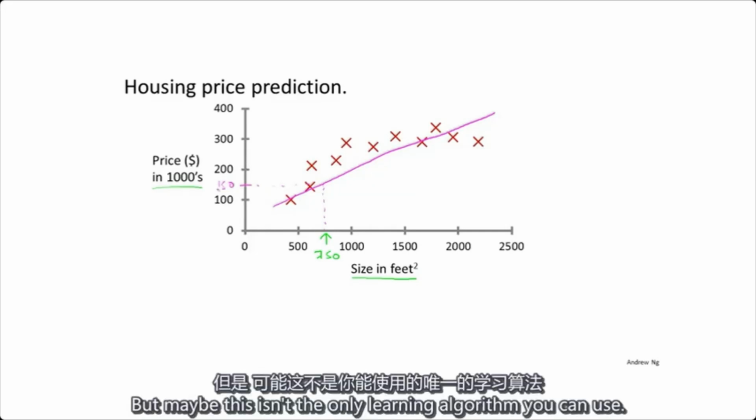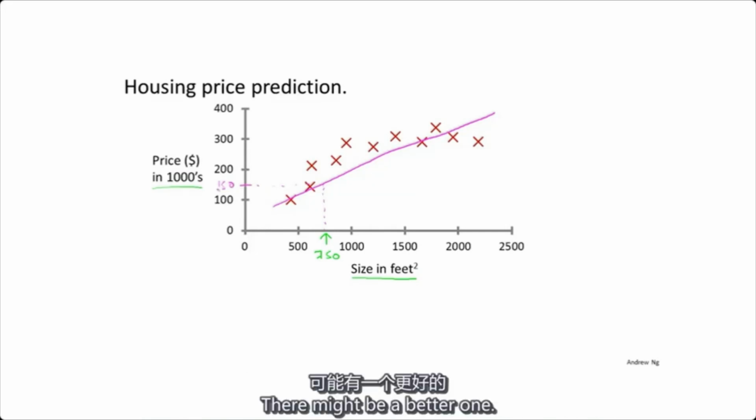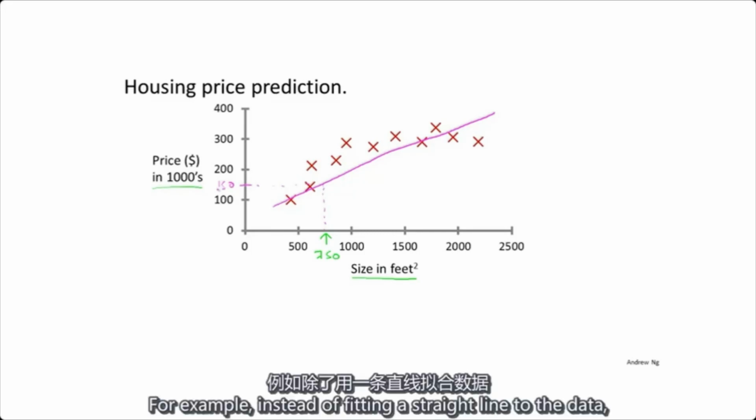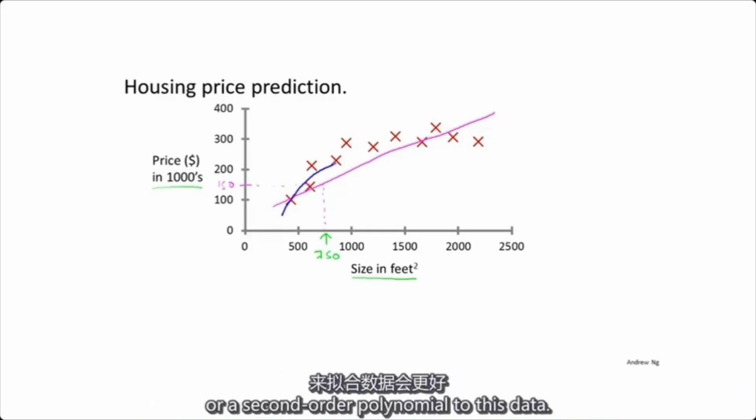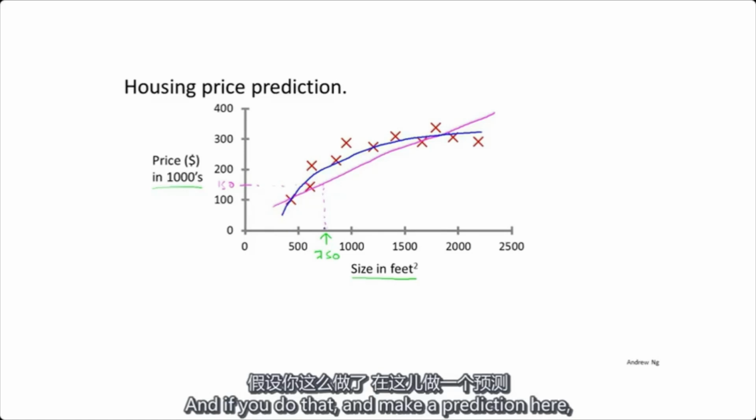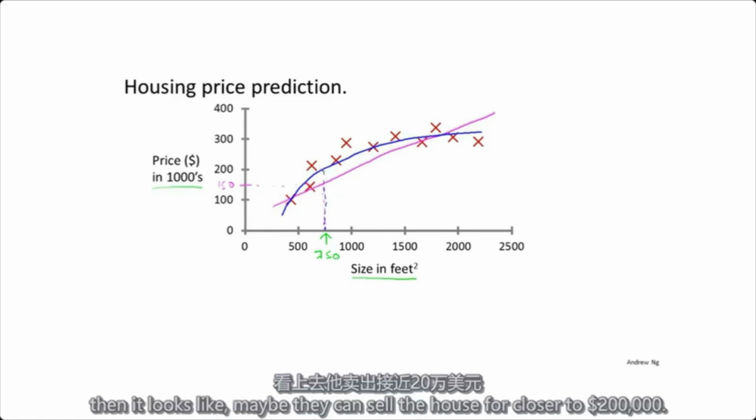But maybe this isn't the only learning algorithm you can use, and there might be a better one. For example, instead of fitting a straight line to the data, we might decide that it's better to fit a quadratic function or a second-order polynomial to this data. And if you do that and make a prediction here, then it looks like maybe they can sell the house for closer to $200,000.